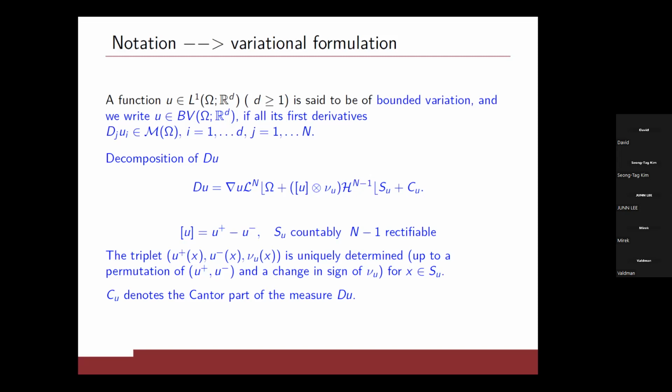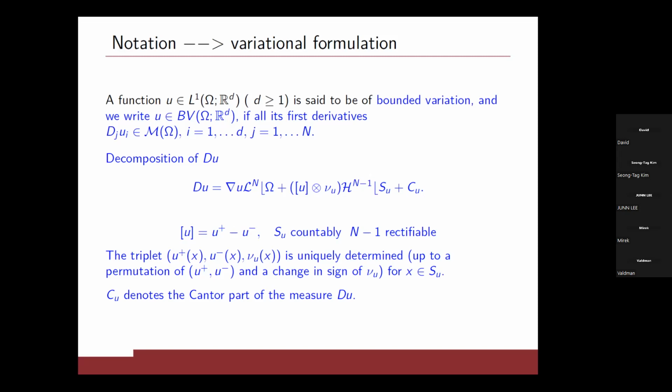The distributional derivative of u, which is of course a vector valued measure, can be decomposed as an absolutely continuous part that I usually denote by nabla u, and then there is of course the singular part, which in turn can be decomposed as a jump part, so u tensor nu of u, and then the Cantor part.